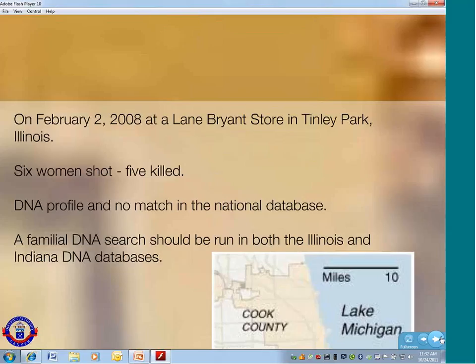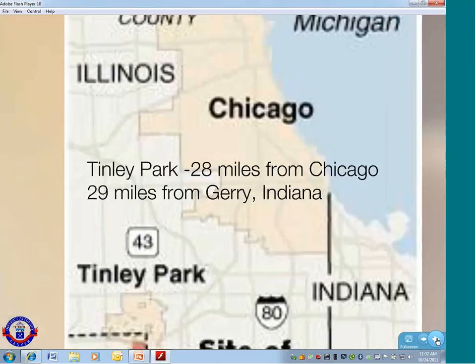We spoke to the investigators about this and made our offer of our software to the Illinois State Lab for free, and the investigators are very interested in running a familial search both in Illinois and Indiana, because they are halfway between Indiana and Illinois, about 25 or 28 miles apart, and they get a lot of crime that comes out of Gary, Indiana, and also Chicago. So they are interested in a familial search being run in both those states.